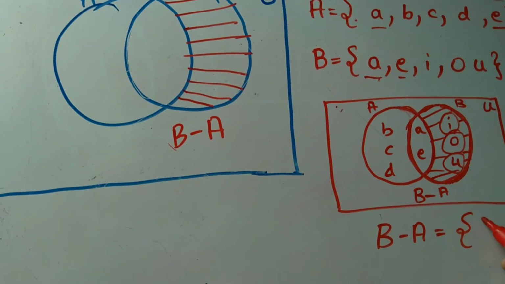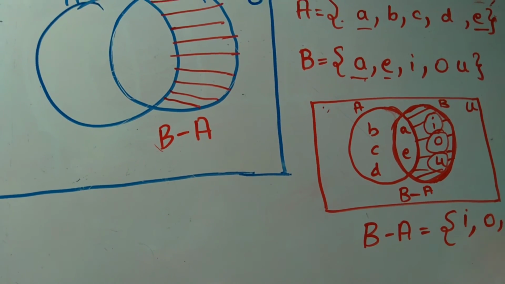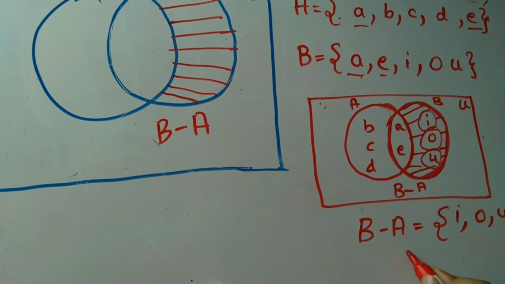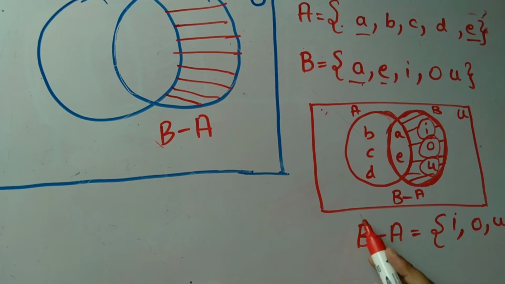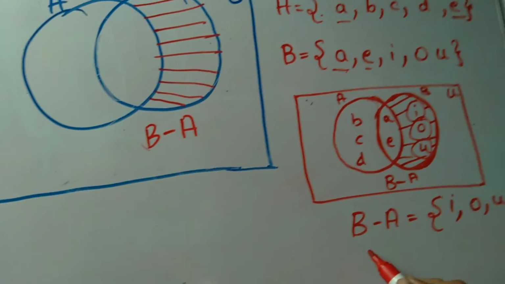So what is left? i, o, u. B minus A is only the elements of B, not of A. So B minus A, we got it.